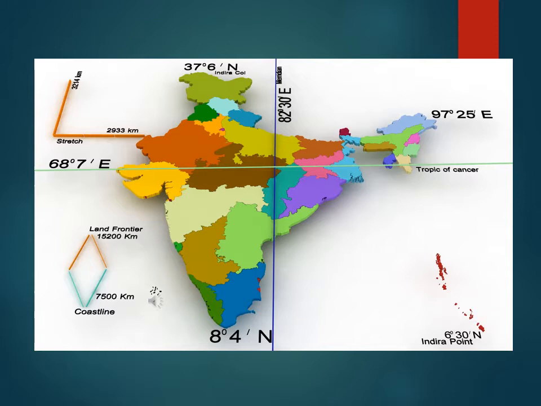The southern side of Tropic of Cancer will come under tropical climatic condition, or we can say tropical region. But the northern part of India, which is the northern side of Tropic of Cancer, will come under temperate region. The difference or climatic change between tropical regions and temperate regions, you learned in smaller classes.